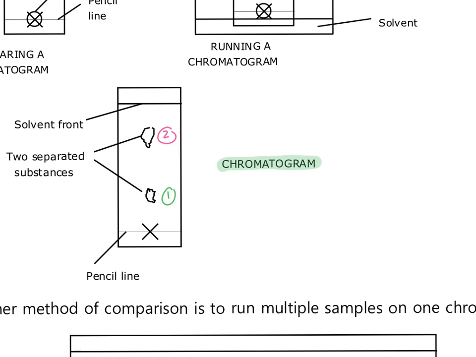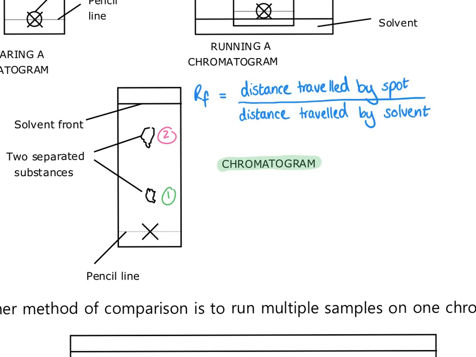So we need to remember our equation for calculating the RF value, and it has been asked in exams to just simply quote the equation for calculating RF values, so it's important that you know it, and it's on the previous page in your booklet. It's a very simple calculation: the RF value is the distance travelled by the spot over the distance travelled by the solvent. And in an exam, if you were asked to quote the equation, that's what you would need to write.